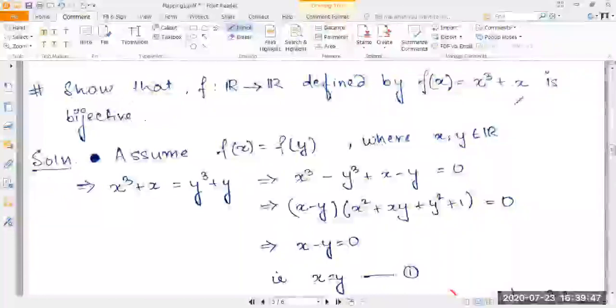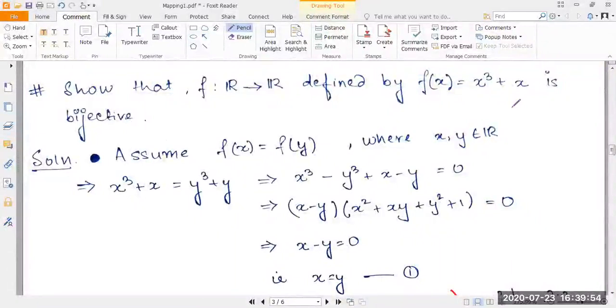In today's video, we will be solving some sample sums which will help you to understand this concept of mapping better. So let's see the first sum. Show that if mapping set of real numbers to set of real numbers defined by the function f(x) equal to x cube plus x is bijective.